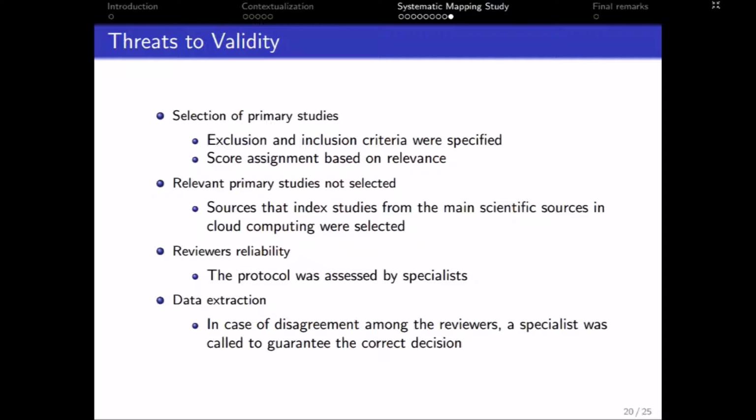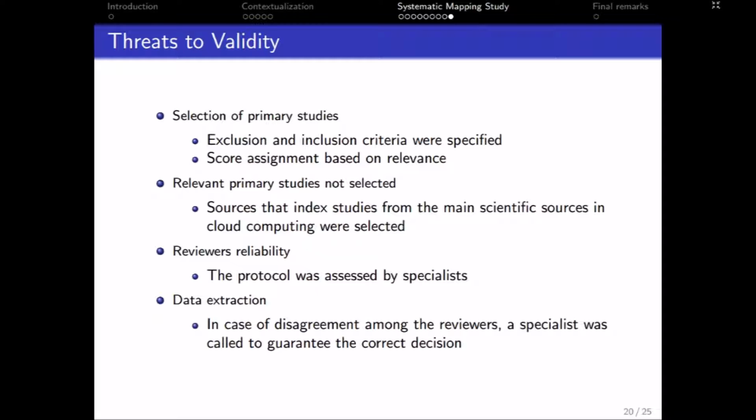In order to ensure an unbiased selection process, research questions were defined and exclusion and inclusion criteria were specified for obtaining relevant studies. Although many sources were used for the selection of primary studies, some might have been neglected. We try to reduce this threat by selecting sources that index studies from the main scientific sources in cloud computing and covering most of the relevant papers.